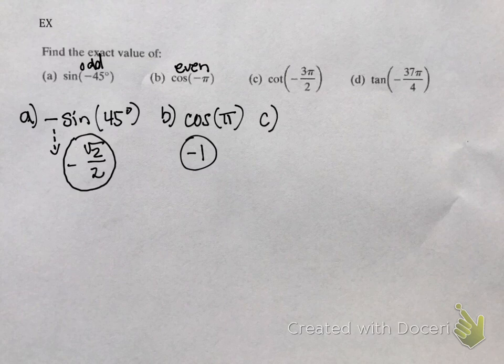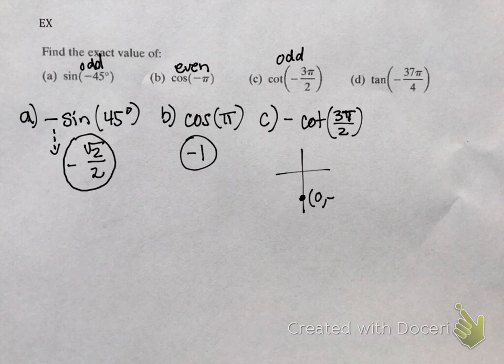Part C, cotangent. Cotangent is odd, so I'm going to take the negative out and look for cotangent of 3 pi over 2. Now 3 pi over 2, remember, is at the base of the unit circle. It's (0, negative 1). Cotangent is written as x over y, so we get 0 over negative 1, which is 0. The value is 0, and if I put a negative in front of it, it doesn't really matter. It's just 0.